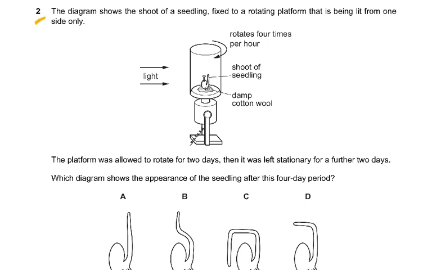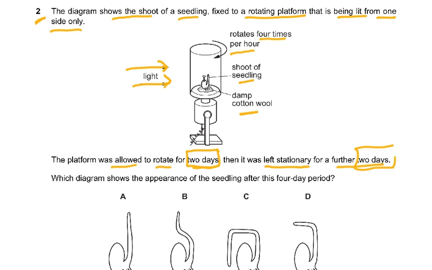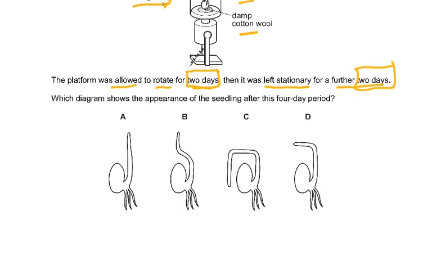Now coming to question number 2, the diagram shows the shoot of a seedling fixed to a rotating platform that is being lit from one side only. So light is coming from this side. It rotates 4 times per hour, and this is the shoot of the seedling, and there's a damp cotton wool. The platform was allowed to rotate for 2 days. Then it was left stationary for a further 2 days. So we have 2 days it was working, and then 2 days it was not working, it was left stationary. Which diagram shows the appearance of the seedling after this 4-day period?